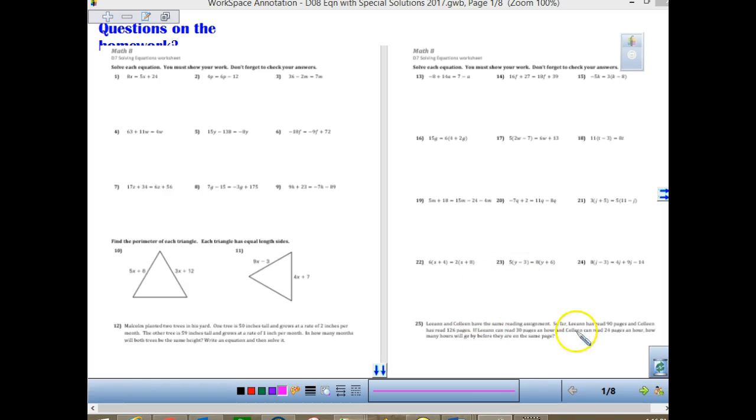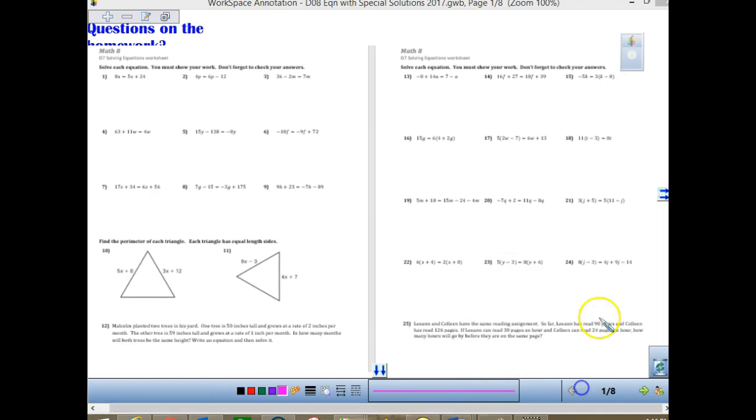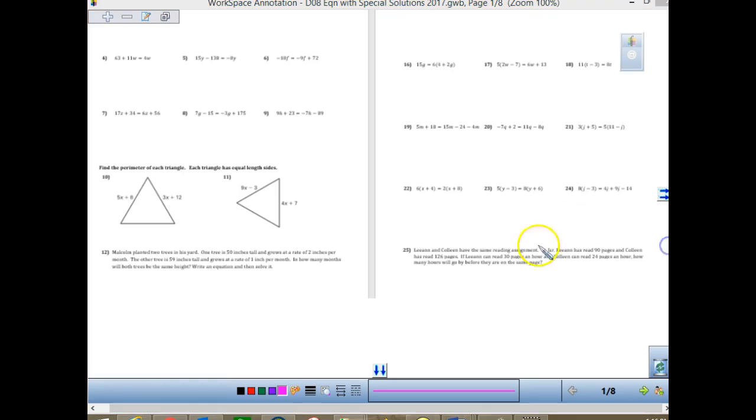Leanne and Colleen have the same reading assignment. So far, Leanne has read 90 pages and Colleen has read 126. If Leanne can read 30 pages an hour and Colleen can read 24 pages an hour, how many hours will it take until they are on the same page? We want to know when will Leanne and Colleen be on the same page? When will they be equal, right?